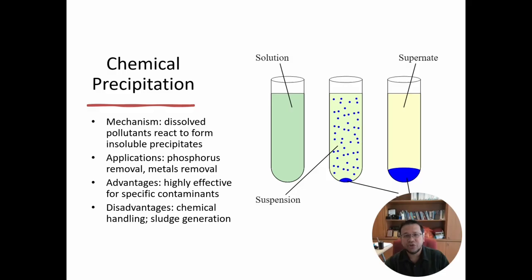Chemical precipitation transforms dissolved contaminants into insoluble solids that can be removed. Common applications include phosphorus removal and heavy metals removal. For example, addition of alum or ferric salts can precipitate phosphate, and lime can precipitate certain metal hydroxides. This process is highly effective for specific dissolved pollutants.